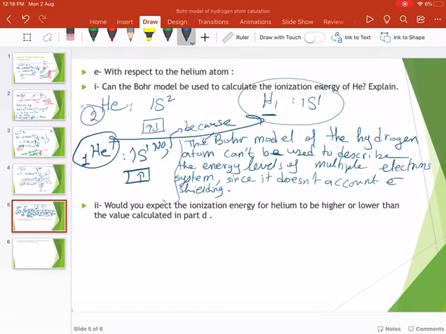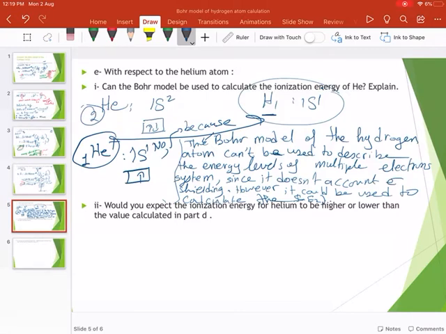However, it could be applied for the second ionization. It could be used to calculate the second ionization energy, i.e. IE2, which is the second ionization energy.